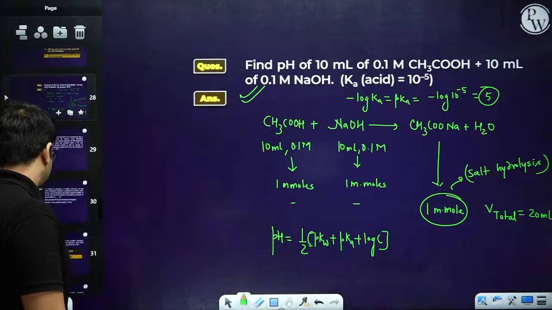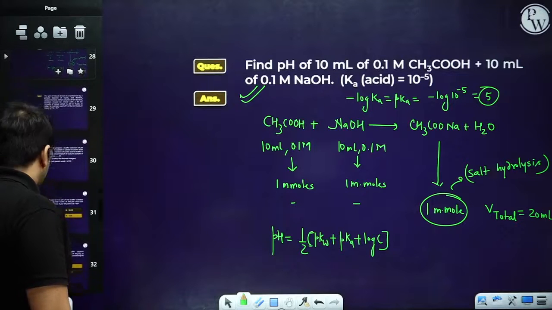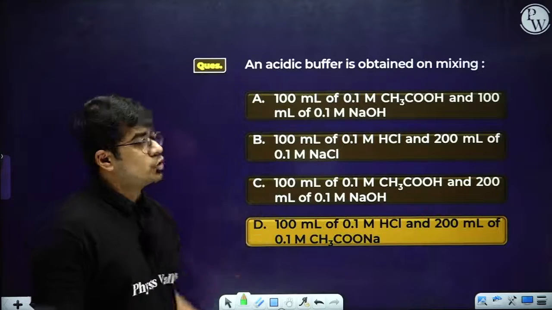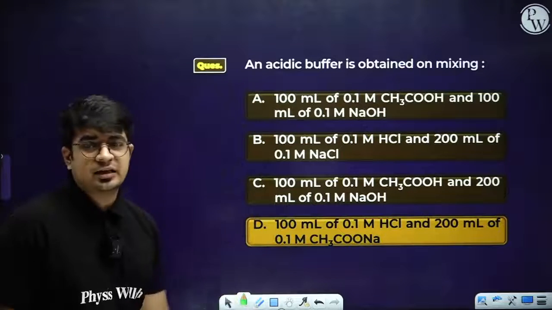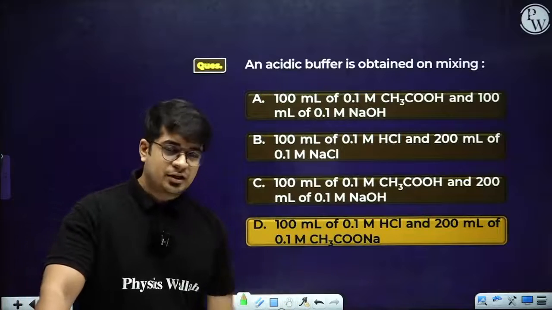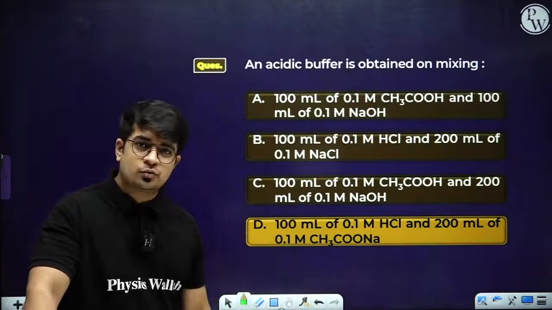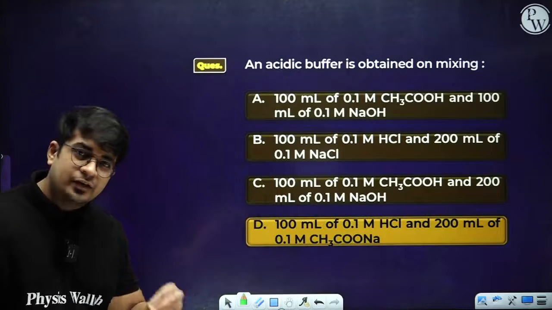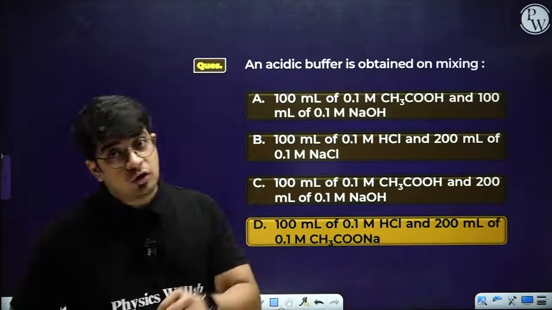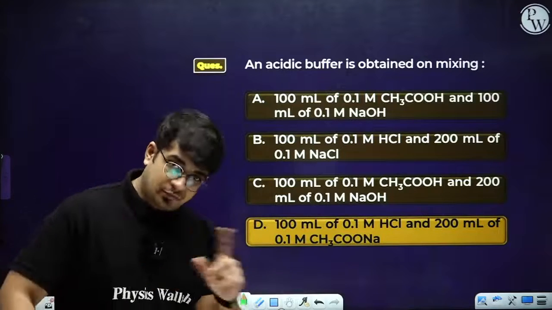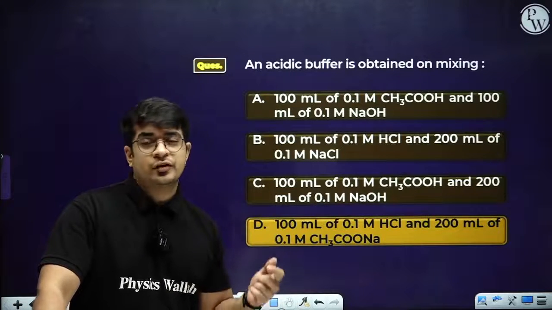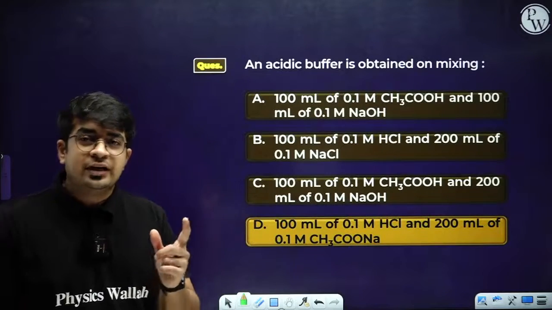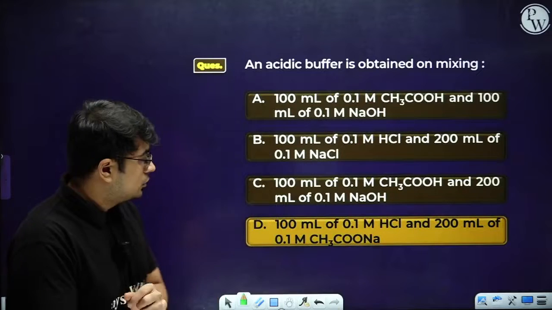Now, one more question is there, I guess. An acidic buffer is obtained on mixing. These types of questions can generally be asked in direct examinations, like in JEE Main or NEET. So that calculation you already know. I told you, if the amount of weak acid or weak base is more in comparison to the strong component, definitely salt will be present as well as the weak acid or weak base will be present. That is the case of a buffer solution. So in case of an acidic buffer, you need weak acid which is more than the strong base.